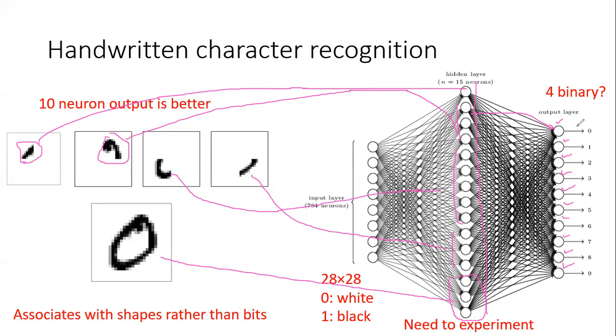Here, what I have done is that I have separated the shape for each neuron. Every neuron I dedicated to a separate number so that the shape of that particular number can be associated only with that particular output neuron. In this way the association will become easy. You understand?